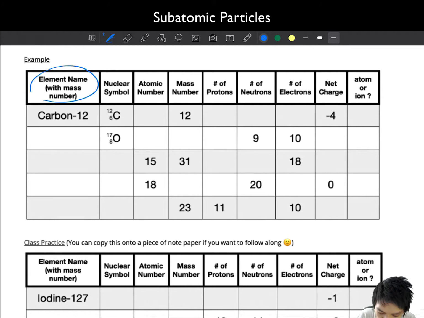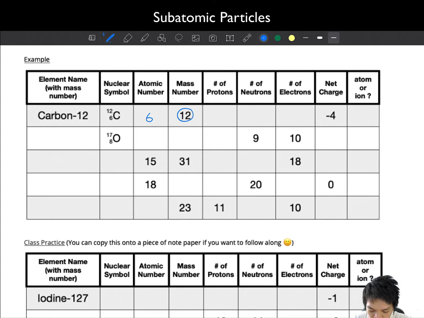Okay, well, this is the element name with the mass number. Okay, so we've got the element name, carbon, with the mass number 12. Next is nuclear symbol. Nuclear symbol has the chemical symbol, mass number on top, atomic number on the bottom. Okay, next column, we're missing the atomic number, right? But carbon has an atomic number of 6. You can tell that from the bottom of the nuclear symbol. Also, carbon is always 6. So if you look at the periodic table, search for carbon, you're going to find the atomic number is 6.